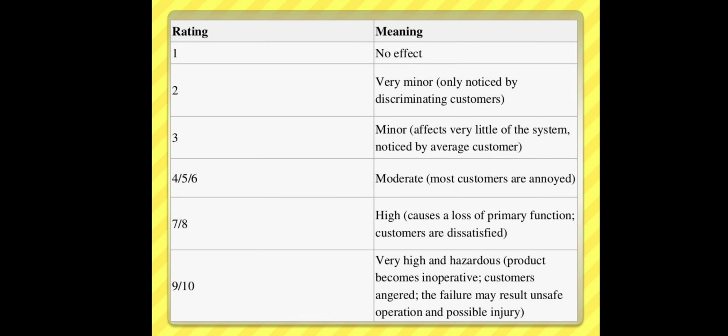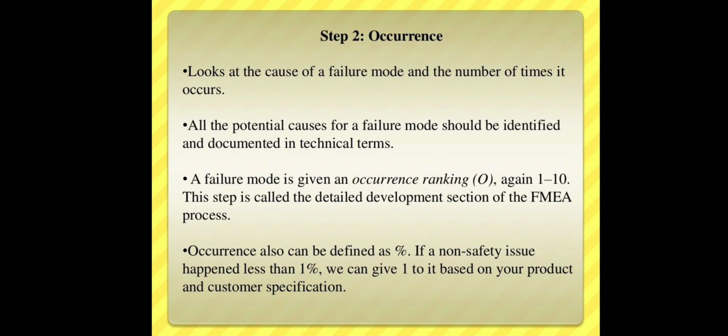And when we talk about the rating of the severity: rating 1 means no effect, rating 2 very minor, only noticed by the discriminating customer, 3 minor, affects very little of the system and is noticed by the average customer, 4, 5, 6 moderate, and 7, 8 high, loss of primary function, customers are dissatisfied, 9 to 10 is very high or hazardous, the product becomes inoperative, the customer is angered, and the failure may result in unsafe operation or possible injury.